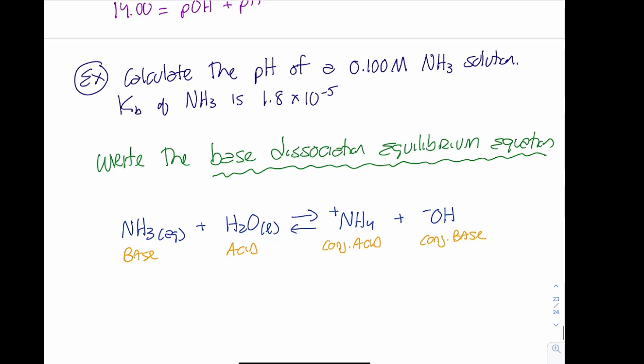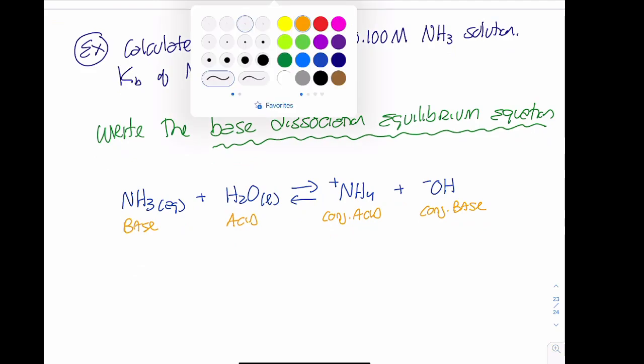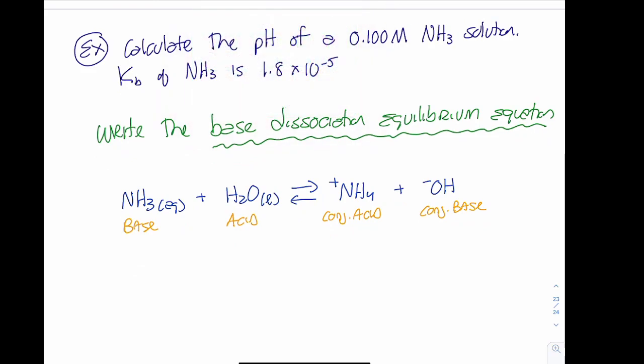From here, we'll make our ICE table. So my initial concentrations, my change, and my equilibrium concentrations. My initial concentration is given to us in the problem.